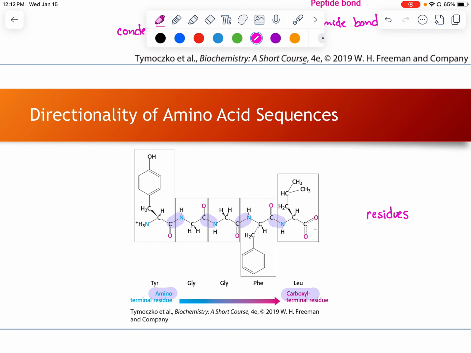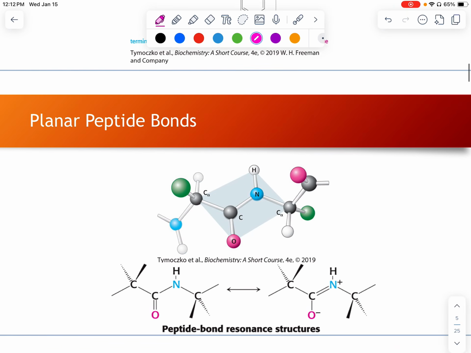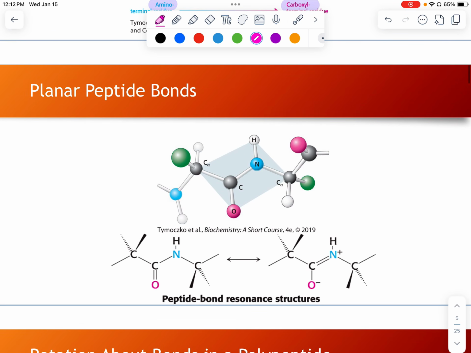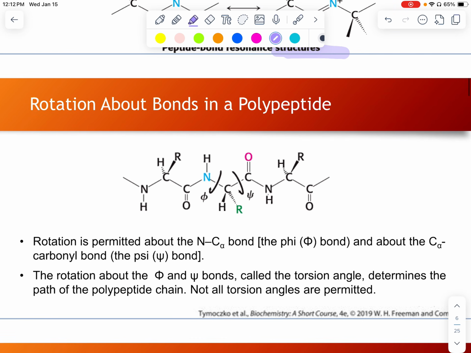All right, let's take a look at those peptide bonds. The key thing I want to point out is that those things are planar, that there is not free rotation. So here's that peptide bond. There's not free rotation, and that's because of this resonance down here, right? It has partial double bond character. So no rotation around that, but there is possible rotation around other bonds in there.